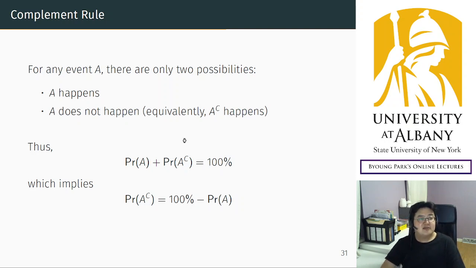In the next slide, I will introduce more operations of events and how to find their probabilities.